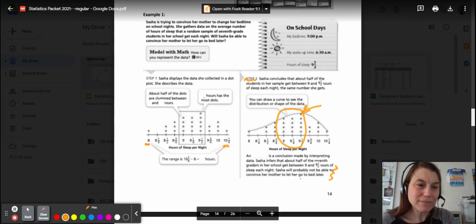So that's how you use it. It's real vague. There are no calculations that we're doing here at this point. We're just looking at the numbers, looking at the picture, and seeing where the most dots are and where it peaks, and using that to make inferences. That's it. Thanks.